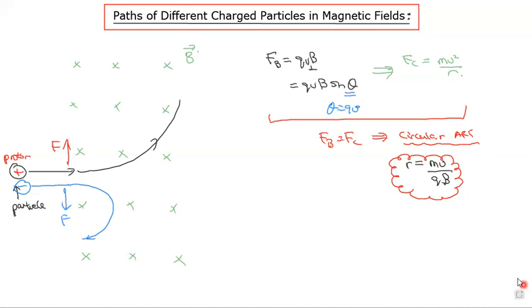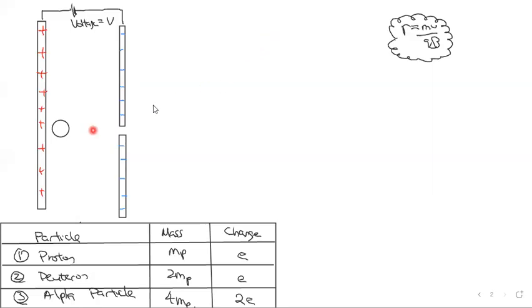So now let's expand this a little bit more and talk about what happens in a different scenario. I'll still keep the idea of r equals mv over qB in mind, but let's consider this scenario. We now have three different particles. All three of these particles are positive: a proton, a deuteron, and an alpha particle. So we've got a positive particle here.